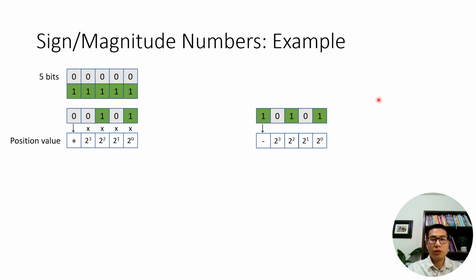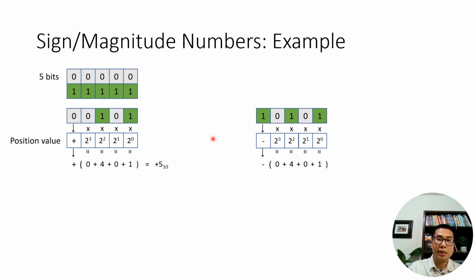Now, if we do the computation, taking their face values times their position values to find what values they are representing, we'll find that this one is representing positive, or 0 plus 4 plus 0 plus 1. This one is going to be positive 5. And for the second one, we do the same computation, but the 1 bit over here represents negative, so it's going to be negative 5.